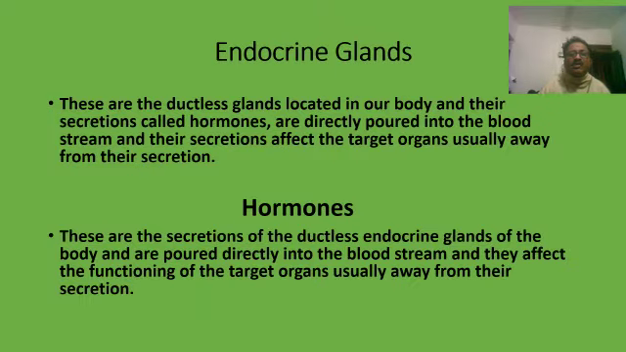Endocrine glands. These are the ductless glands located in our body, and their secretions are called hormones, which are directly poured into the bloodstream, and their secretions affect the target organs, usually away from their secretion. Hormones. These are the secretions of ductless endocrine glands of the body and are poured directly into the bloodstream, and they affect the functioning of the target organs, usually away from their secretion.